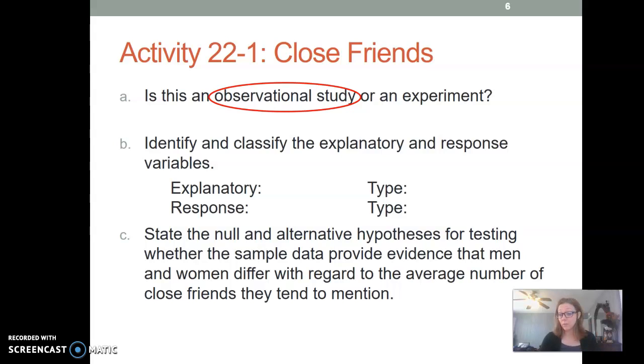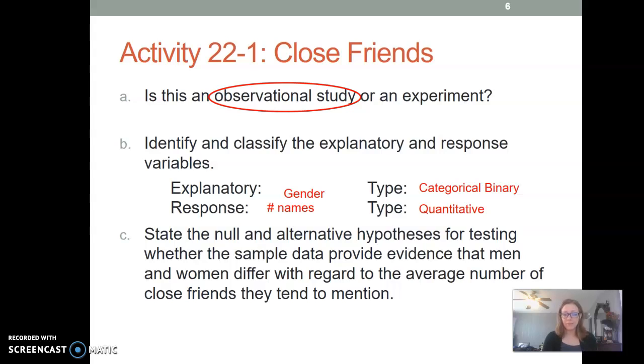Let's think about the variables here. Well, we've got our explanatory variable, the gender. That is categorical binary. That kind of takes our adult Americans and puts them into two groups, male or female. And then the response variable is the number of names that they mention. That would be a quantitative variable. So we're thinking about whether men or women tend to mention more names than the other.